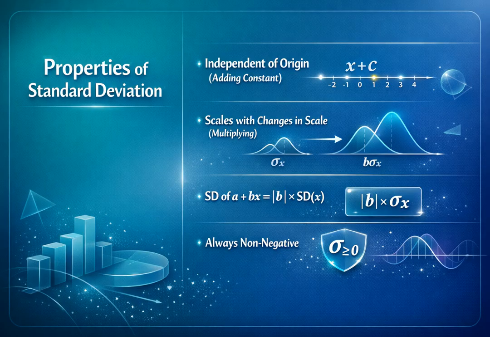Standard deviation has important properties. It's independent of origin. Adding a constant to all values doesn't change the standard deviation. It scales with the data. Multiplying all values by a constant multiplies the standard deviation by that constant. Standard deviation of a plus bx equals absolute value of b times standard deviation of x.